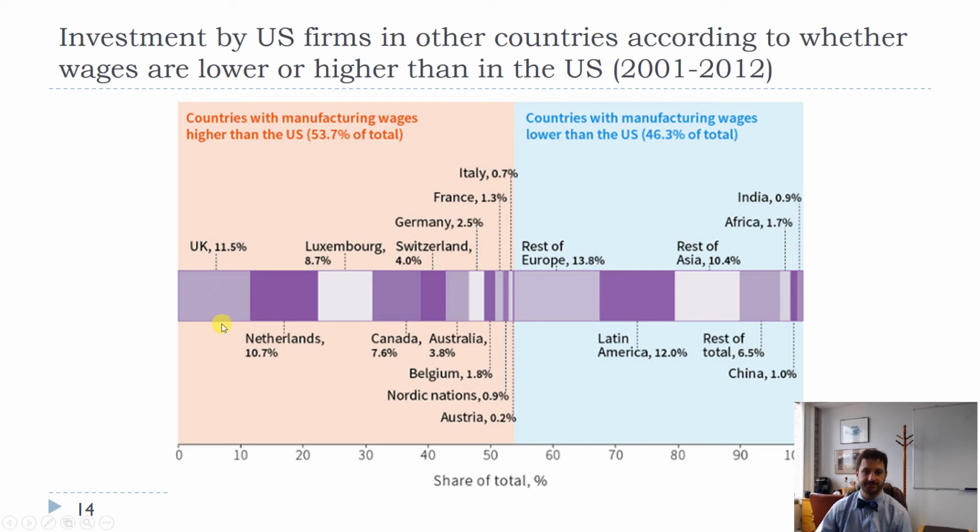So 11.5% of U.S. firm investment was in the UK, a rich country. 10.7% was in the Netherlands. 8.7% was in Luxembourg. Whereas in terms of where the money was going, like for China, it was actually quite low. It was only 1% of that investment. And so the investment that comes from U.S. firms to other countries gets spread out to both rich countries and poor countries. It's not one or the other.